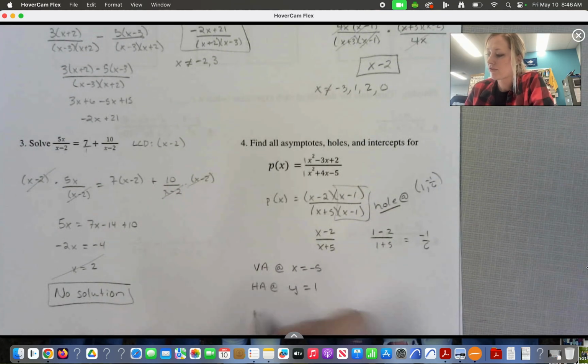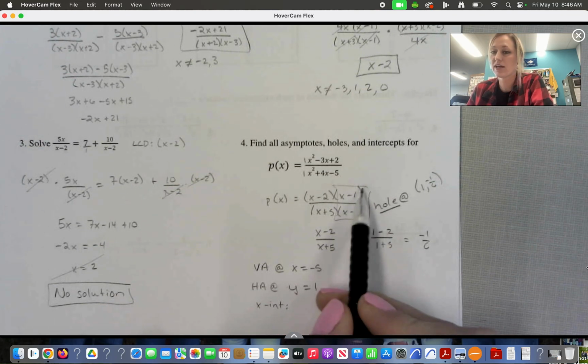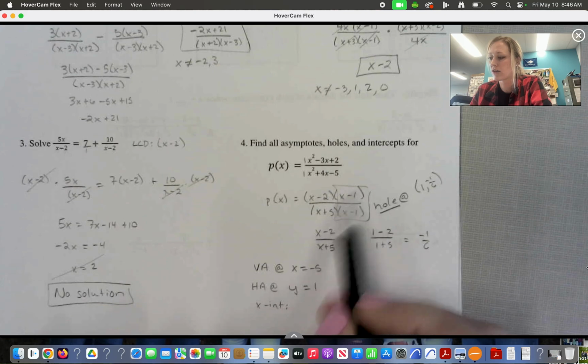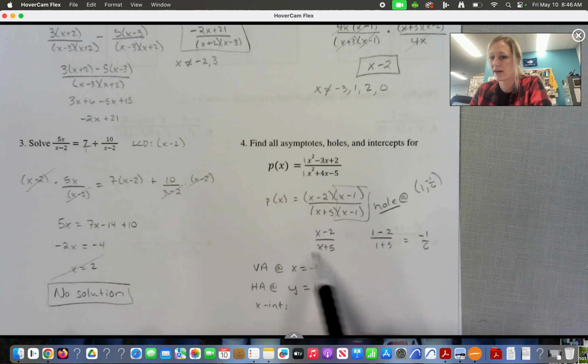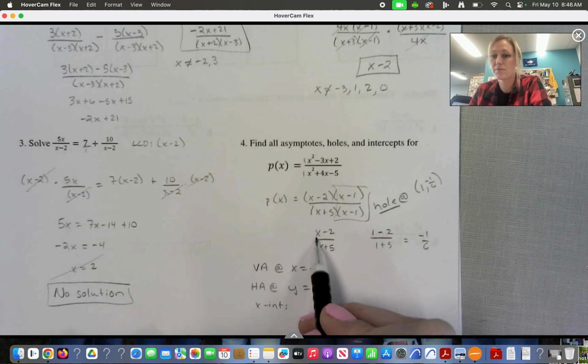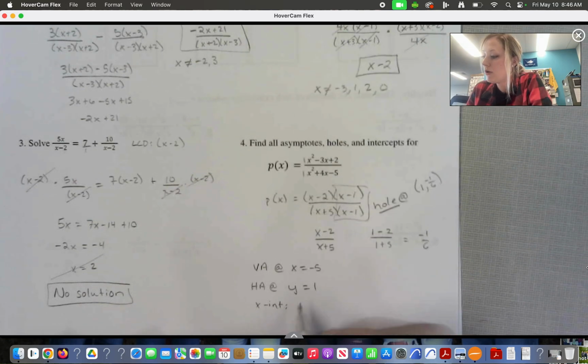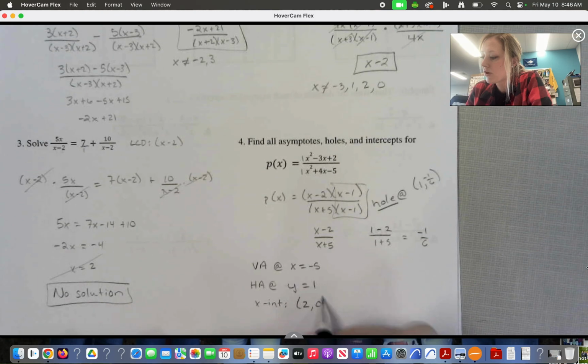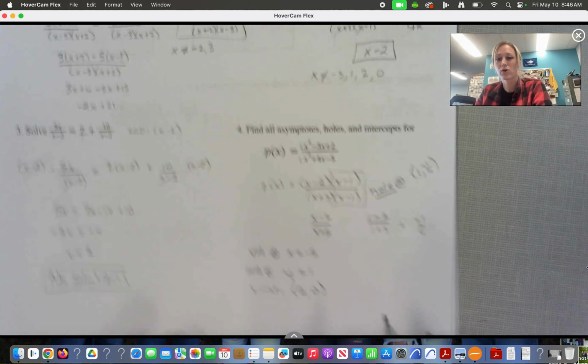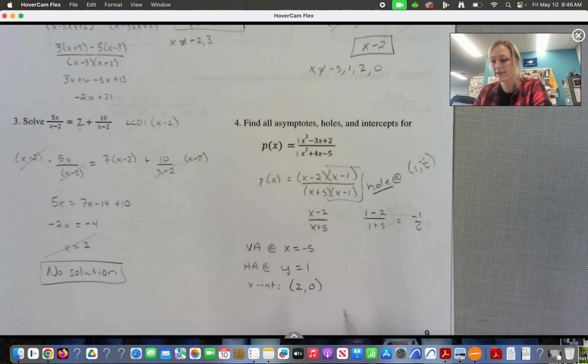Intercepts. Okay, so x-intercept: set the numerator equal to 0. Again, if it's a hole, it cannot be an intercept, so we're not going to include this. We're just going to look at our more simplified function. If I set the numerator equal to 0, that would end up being 0 when x is 2. So (2, 0) is an intercept. Again, I'm writing that as an ordered pair because an intercept is a point.